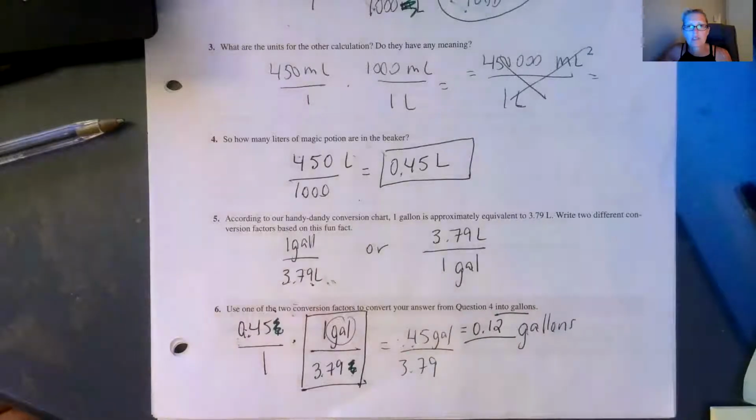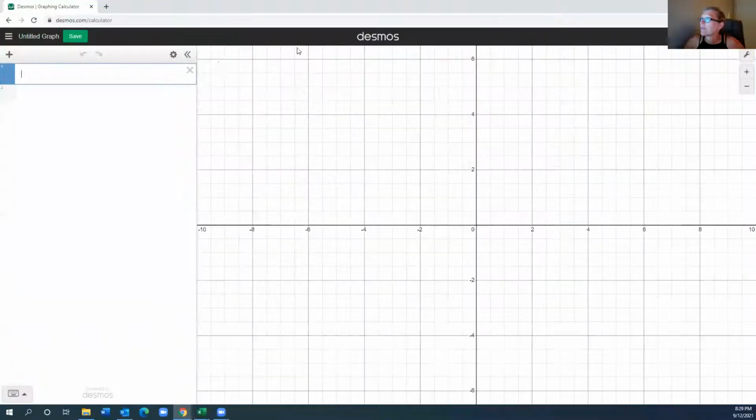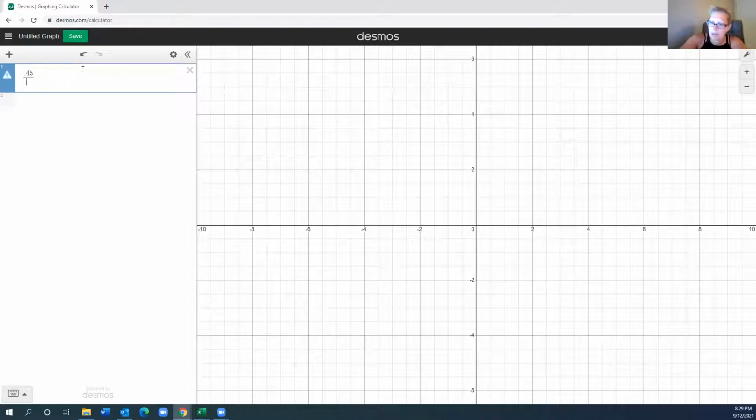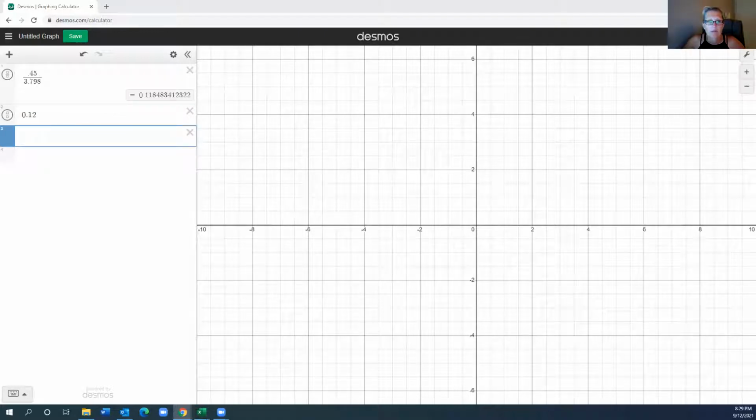And I am going to share with you my decimal screen. And my decimal screen says 0.45 divided by 3.79. And that comes out to be 0.118, and I rounded that to 0.12. Okay. So let's flip the page.